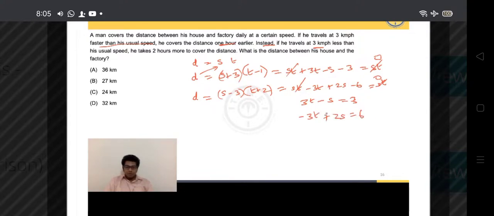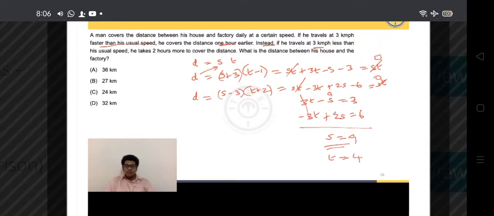I have two equations and two unknowns. If I add both the equations, the 3t will cancel. So I'm just adding the equations. Minus s plus 2s will be s, 3 plus 6 will be 9. Hence s is 9. If I substitute in any equation, 3t minus 9 equals 3, so 9 plus 3 is 12. 12 by 3 will be 4. Hence t will be 4.